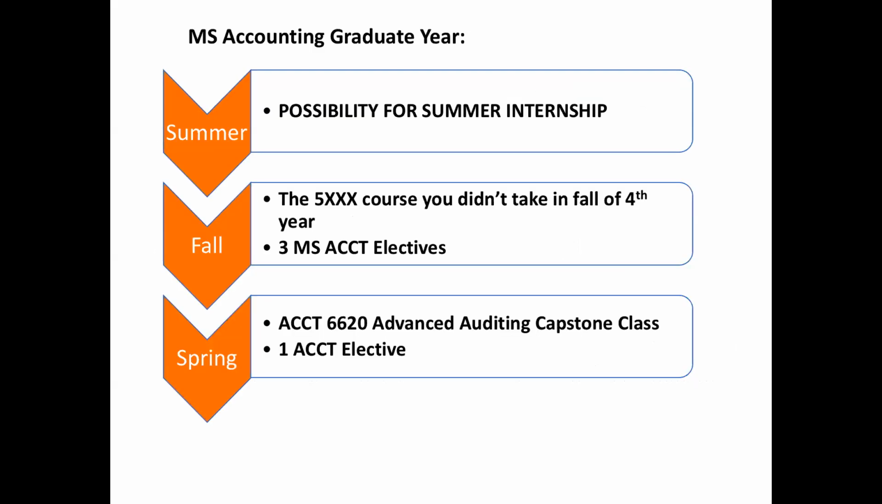Okay, during your grad year, you would basically finish up the classes you had not yet taken. And I will tell you right here, our capstone for our graduate program is Accounting 6620, which is the advanced auditing course. So that'll be the final course you take in whatever semester you're finishing, but there's a lot of flexibility outside of that. I mentioned this in the primary video, but I'll say it again here.